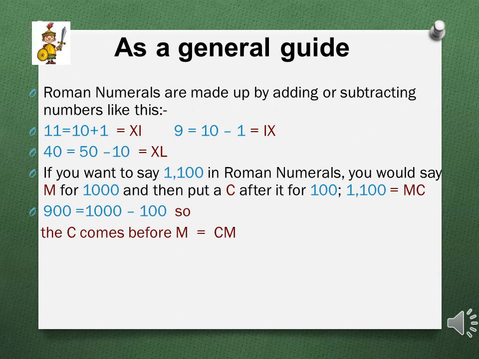Roman numerals are made up by adding or subtracting numbers like this. For writing 11, we have 10 plus 1. For 10, we use the symbol X and for 1, we use the symbol I. So 11 is written as XI. Similarly, 9 can be written as 10 minus 1. Now 1 is represented by I and 10 is represented by X. So you can see that 9 is written as IX.